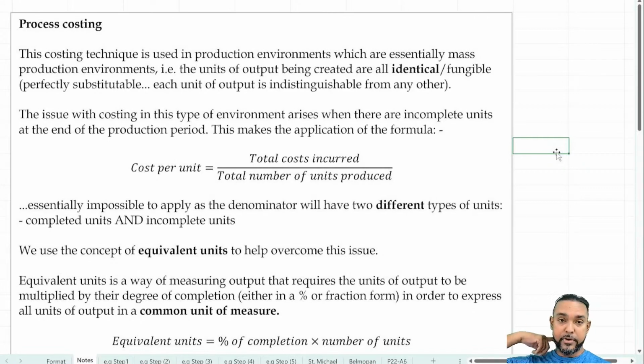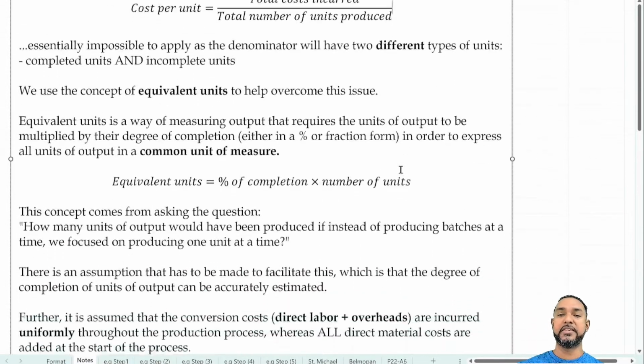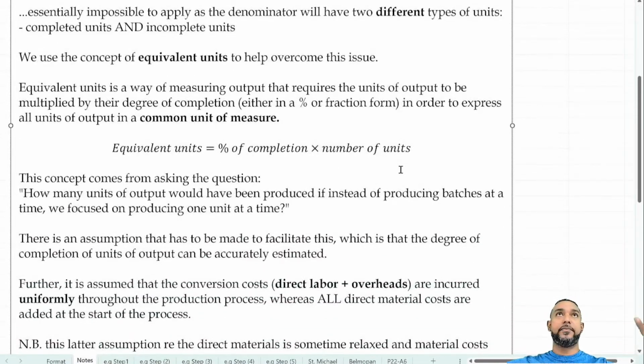Anyhow, coming back to this now, so process costing, right? The issue with process costing was that we have production taking place and we're making things in what we call batches, right? So it is also called batch costing.